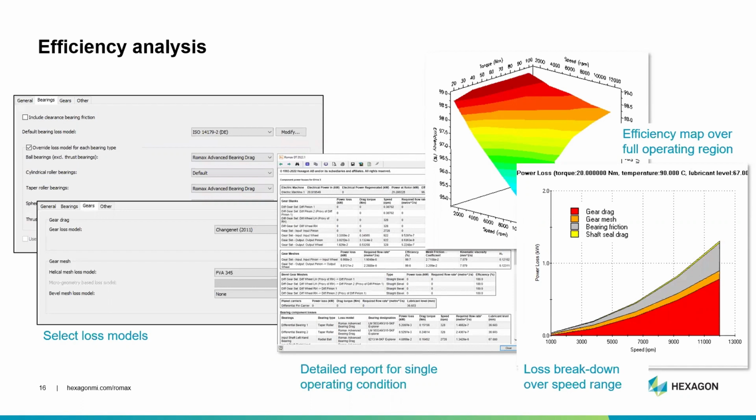So this is a really nice example for the sake of this webinar. We're showing that although bearing friction is quite significant, the number one loss mechanism within this drivetrain is gear drag. So that's the churning loss as the gears pass through the fluid. So that really highlights the importance of being able to get an accurate prediction of churning loss.